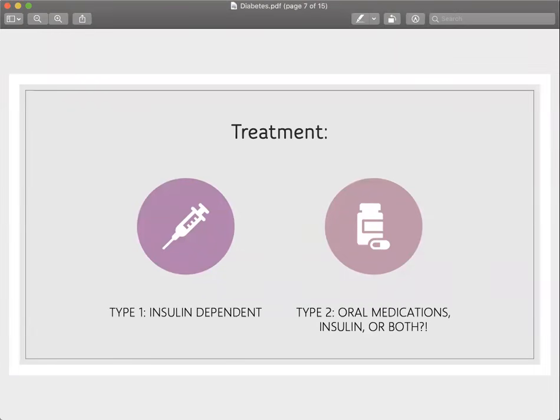So type 1s don't have any beta cells, right? And so we already know that just because of that, they're going to be dependent on insulin the rest of their lives. Oral medications are not going to cut it for type 1s. But what about type 2? Do we have to jump right to insulin? Well, it really depends on the hemoglobin A1C. And so at what hemoglobin A1C would you need to initiate insulin right away? Well, I've really seen sources vary on this, but it looks like the overall consensus is greater than 9%.